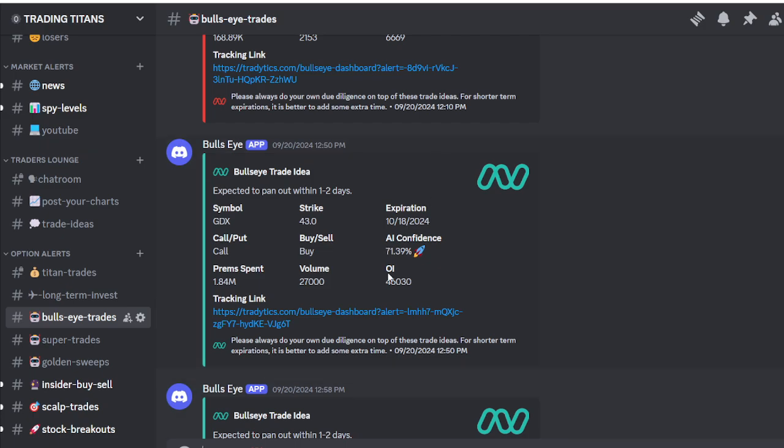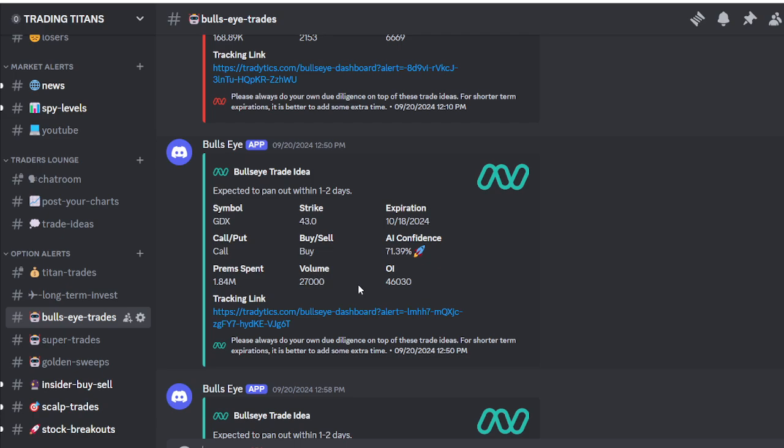And then volume versus open interest. The main things you want to look for when it comes to volume and open interest, and I'm not very picky on this, but what I will say is if you do find a play with higher volume than open interest, then there's a very high chance that there's a whale in that position. Okay, very high chance.